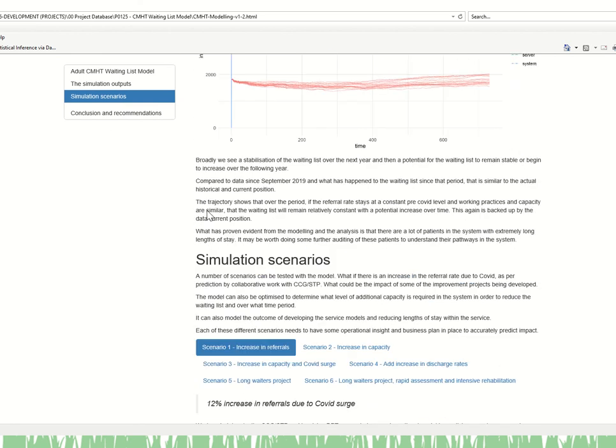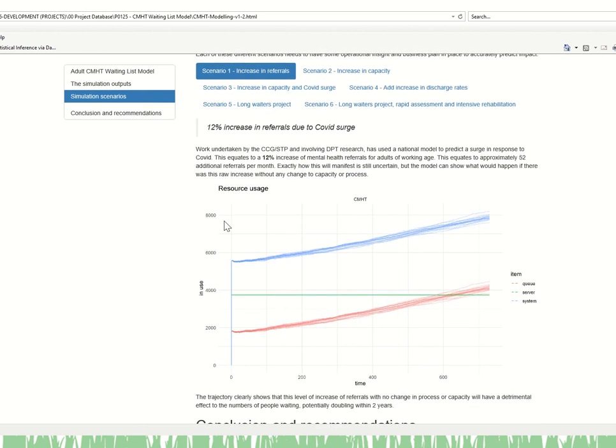Obviously, the beauty of creating really wonderful models is that once you've created them and you've got your baseline sorted, you can ask all those lovely what if questions, and then tweak things accordingly.